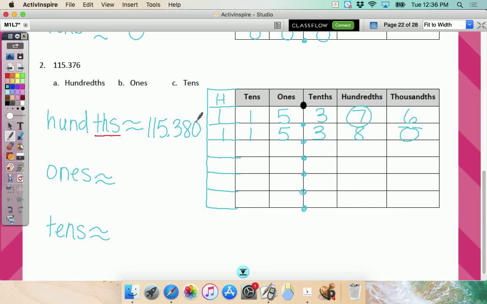Ethan, do you have your hand up? Okay, what did I do wrong? You don't need the 0. I don't. I don't need that 0. My eraser's a little too big. Okay, let's do it again. I'll change the color of my pen. We'll start with the same number, 115 and 376 thousandths.